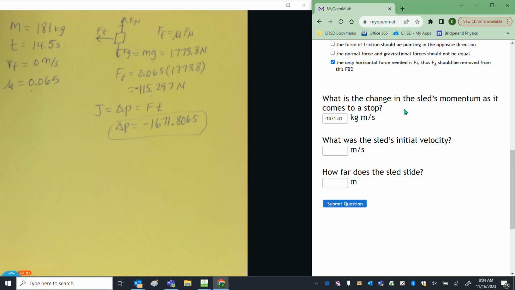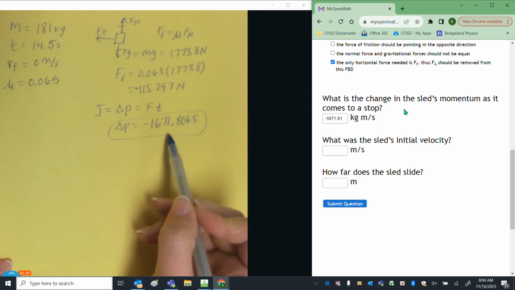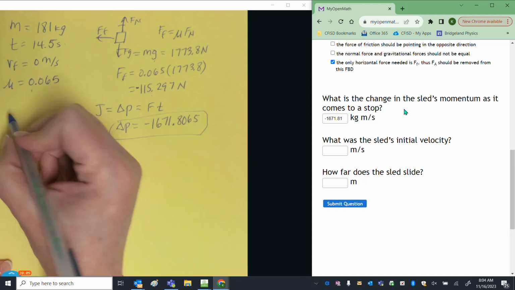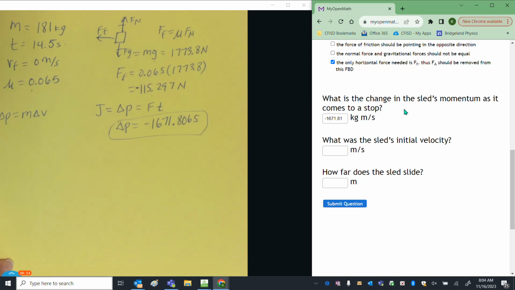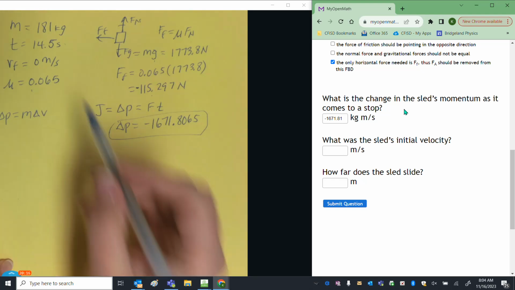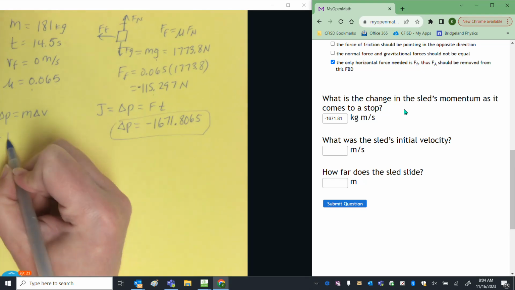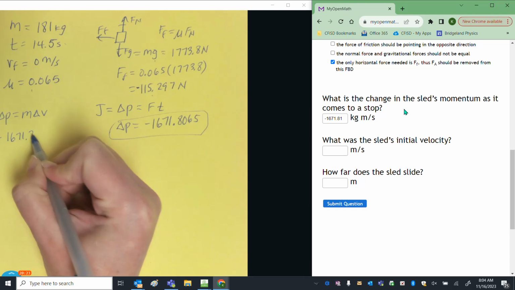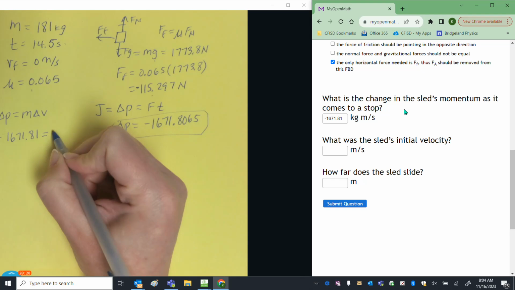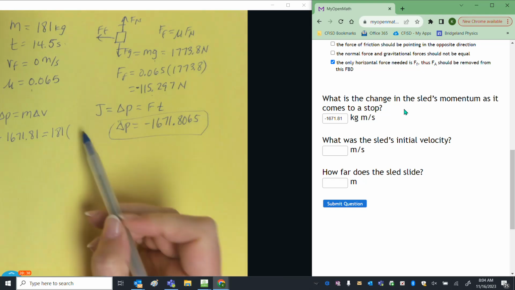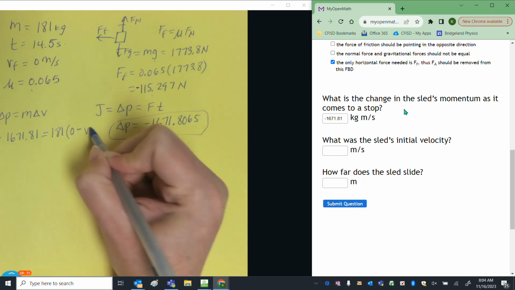The second question says, what is the sled's initial velocity? Well, now that I know my change in momentum, and I know that change in momentum is also equal to mass times change in velocity, I can solve for my velocities. I have one of them, I can solve for the other. So I'm going to take my answer, negative 1671.81. I'm going to use the whole value, but I'm not going to write it all out. Equals 181 times change in velocity, which is VF, 0, minus VI.